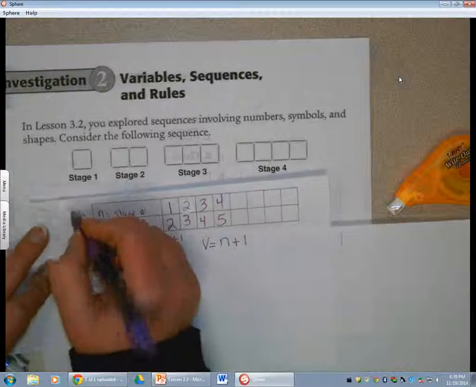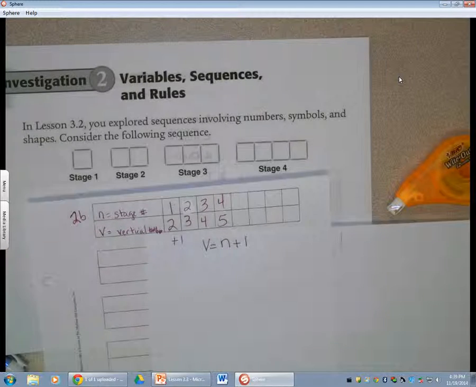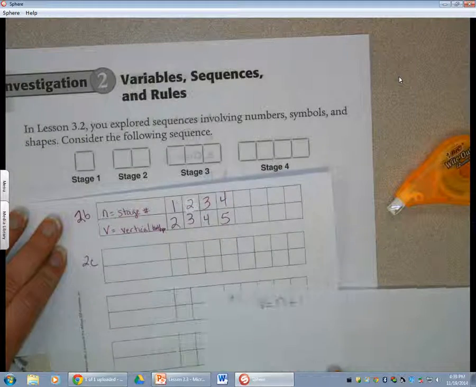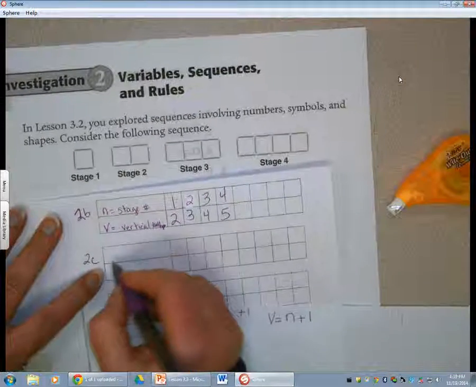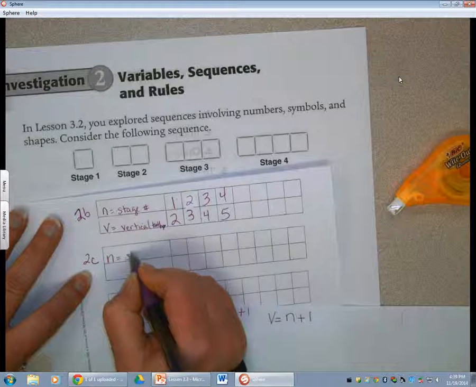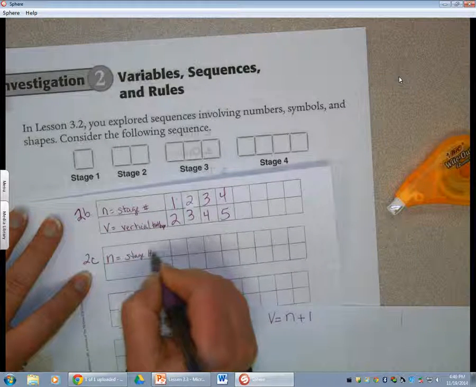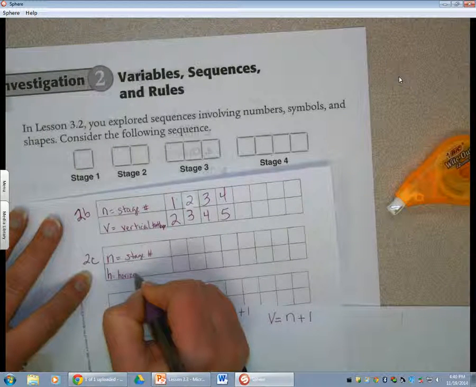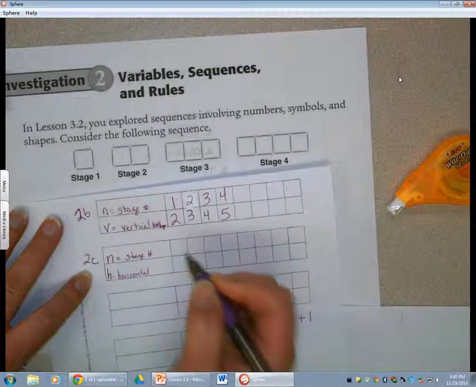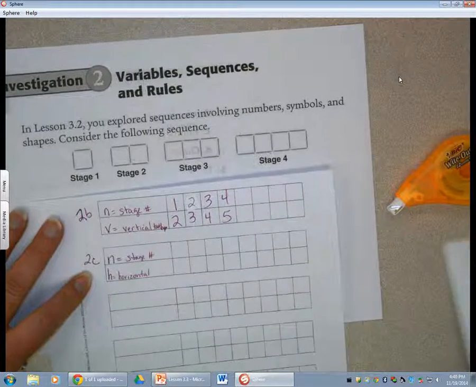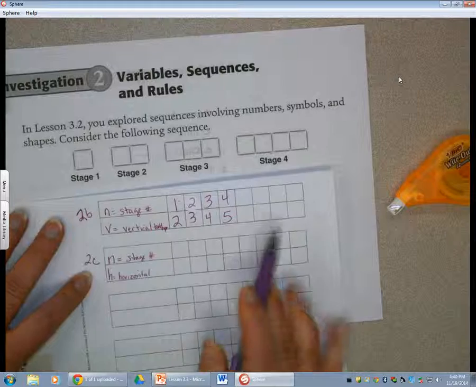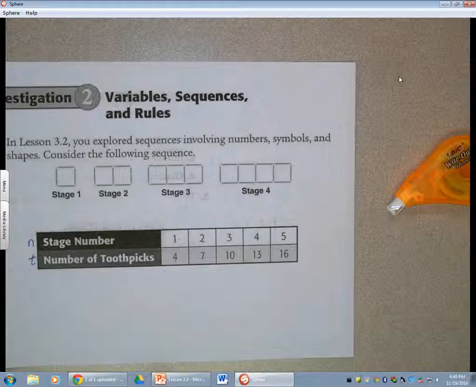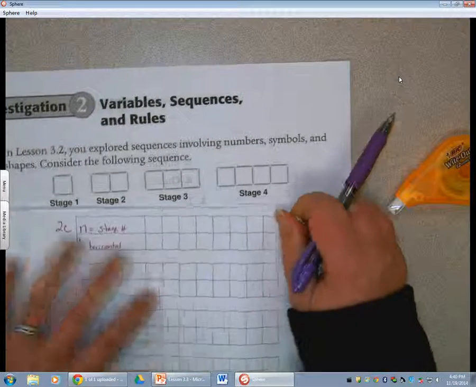Actually, that would be 2B, because in 1B you're only doing the table. In 2C, you've been asked to figure out the number of horizontal toothpicks. So we're going to have N for the stage number again, and then we're going to have H for horizontal toothpicks. So again, horizontal is now going in the opposite direction. So let's get 2B out of our way. And you don't have to fold yours, but I think it's easier for you to follow if it's right underneath.